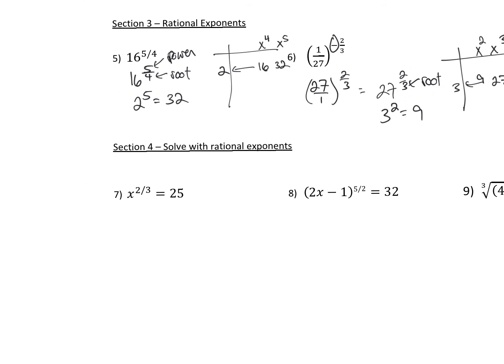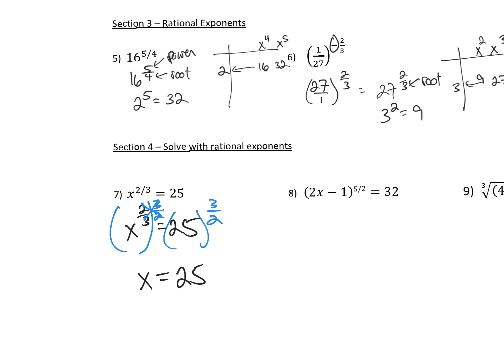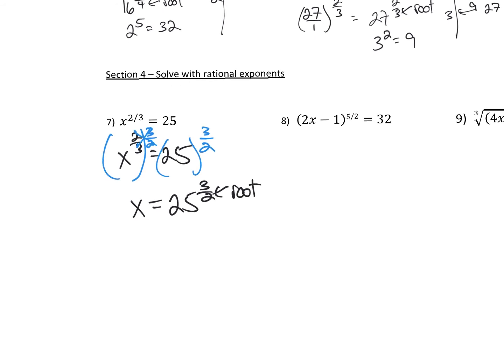Okay. And then finally, what we did yesterday. So this is x to the 2/3 equals 25. To undo 2/3, I'm going to grab another color, and I'm going to take the reciprocal power. Make sure when you write it as an exponent, these are going to cancel. You're left with x is equal to 25 to the 3/2. The bottom is your root. The square root of 25 is 5. And 5 to the 3rd is 125.